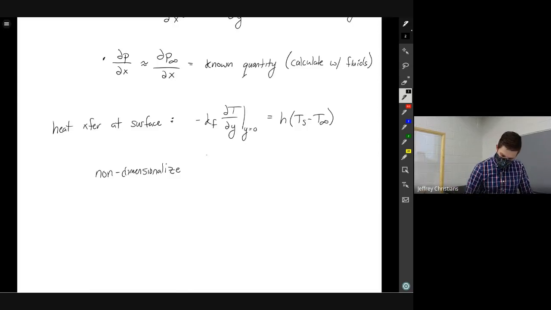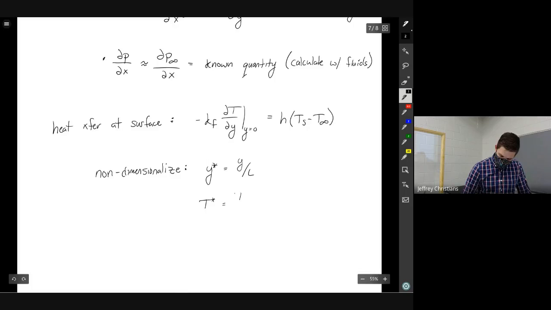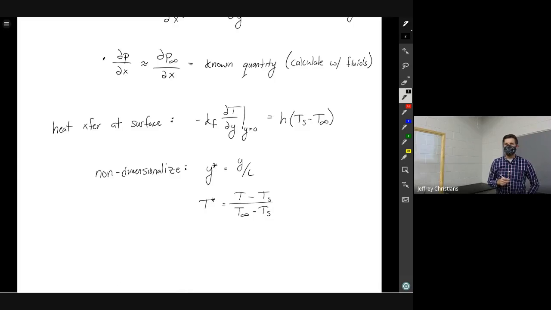So we'll non-dimensionalize this similar to how we non-dimensionalized our other stuff. We get y star, which is going to be our non-dimensional variable, is y over L. T star is T minus Ts over T infinity minus Ts. This is really similar to what we called theta star before. I don't know why our book changes notation, but I'll change notation with the book so that when you go and look at some of those models, that makes sense.